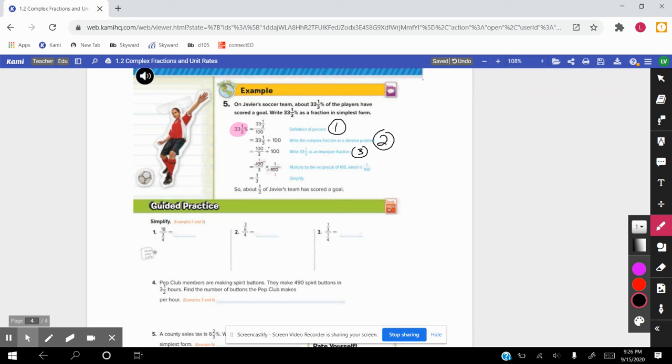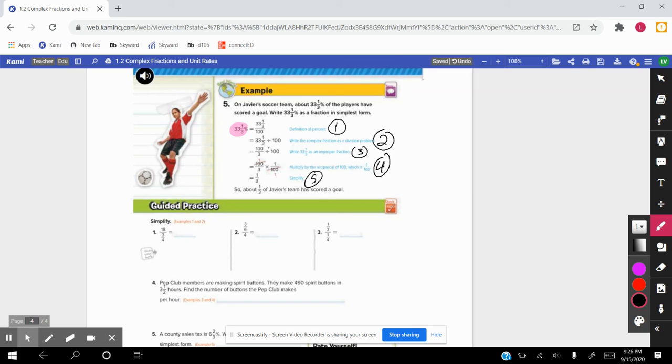divided by 100. Then we want to multiply by the reciprocal of 100, so this is step 4. And the reciprocal of 100 is 1/100th. So 1 divided by 100. So 100 divided by 3 times 1 divided by 100. As you could see, they cross-reduced and they took 100 out of each of them. And they got their final answer as 1/3 after they simplified.